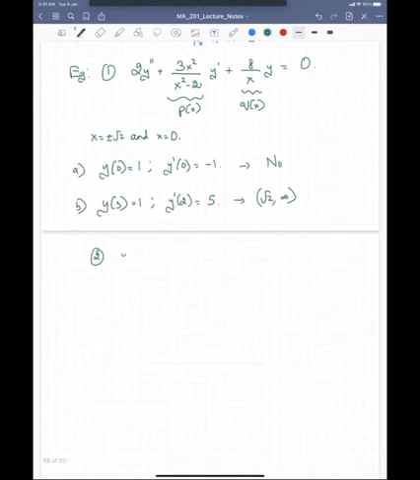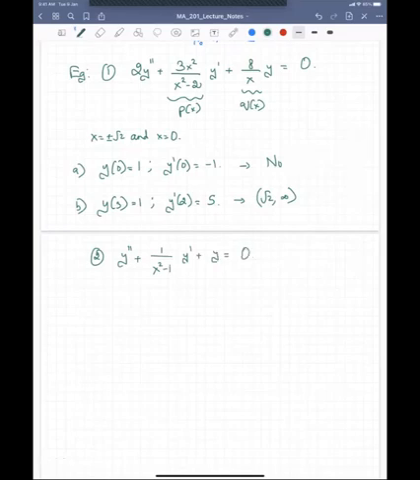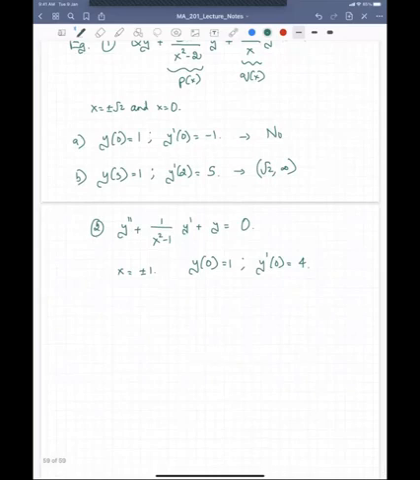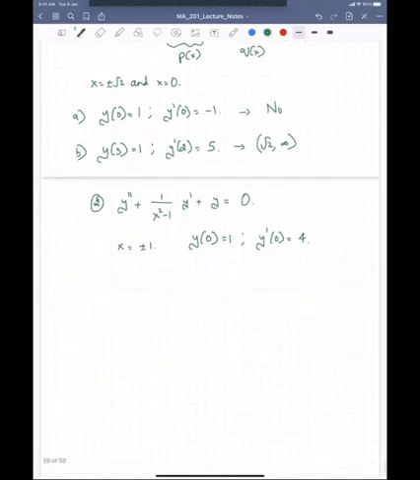As a second example, consider y double prime plus, I will look at a slightly simpler example, 1 over x square minus 1 times y prime plus y equals 0. Obviously this is ill-behaved at x equals plus minus 1. So suppose I give you my initial conditions as y at the point 0 equals 1 and y prime at the point 0 equals 4, say. Now can you figure out some place where a unique solution exists? In this case, you would actually find that this theorem is quite powerful. It narrows down the region quite a bit.